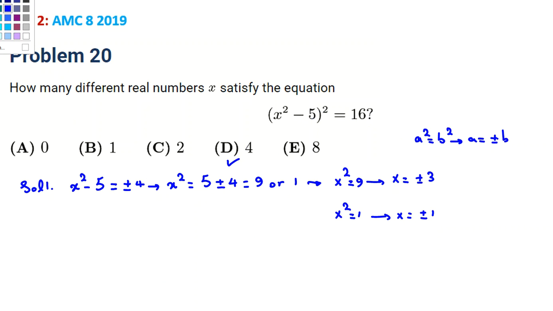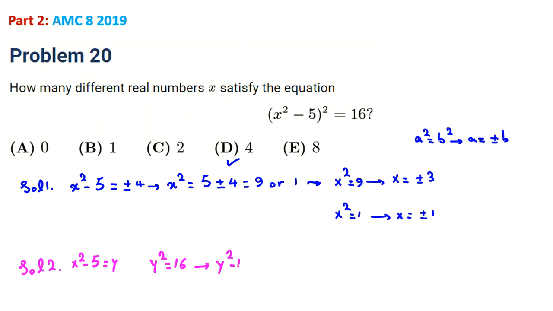This solution is easier for this problem. If you want to use the quadratic formula, we can do that, but this one is a bit harder. For example, you can say we consider x squared minus 5 equals y, so y squared equals 16. And then y squared minus 16 is 0. We can also factorize: y minus 4 times y plus 4 is 0. Or we can say y is plus or minus 4, and the rest will be the same. Also, you can apply the quadratic formula.